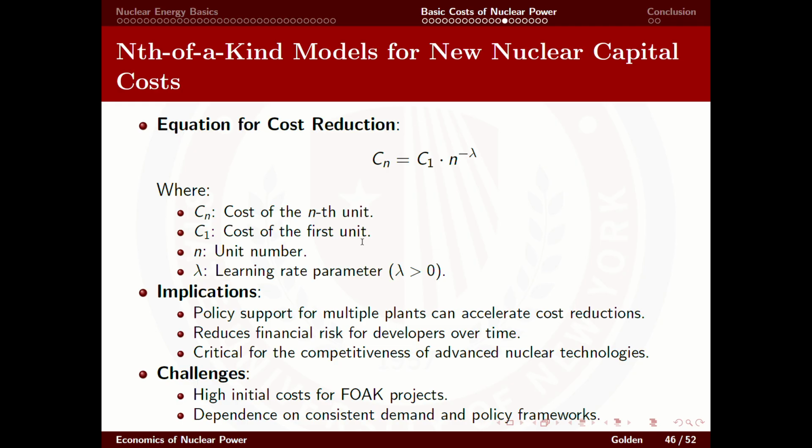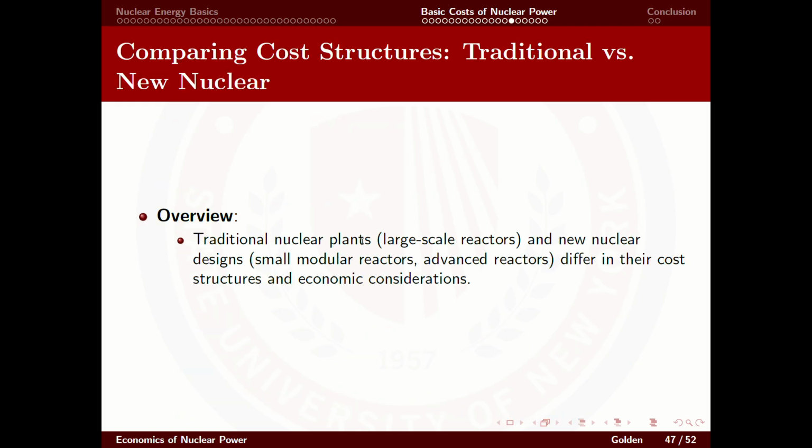So, applications. Policy support for multiple plants can accelerate cost reductions. So you want to approve a fleet of nuclear plants so that, one, an employable workforce can keep their knowledge and keep working, but two, so that you can produce parts at the same time. It reduces financial risk for developers because they don't need to worry about what if one plant is too expensive, since they're actually going to be building a bunch of them. It's critical for competitive advanced nuclear technologies. France, I believe, is very good at putting out a lot of the same nuclear power plant, as is Japan.